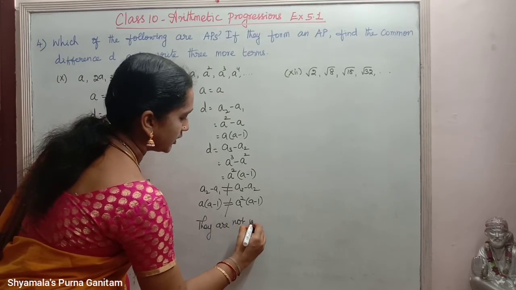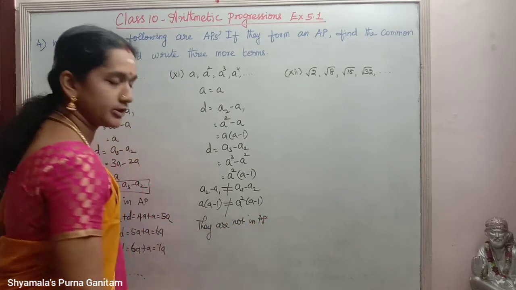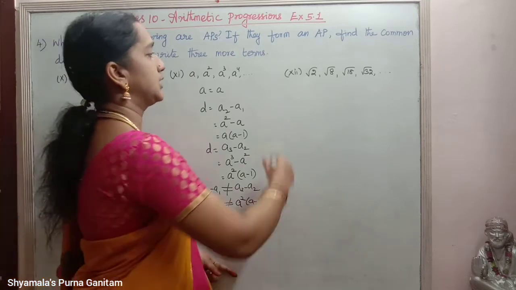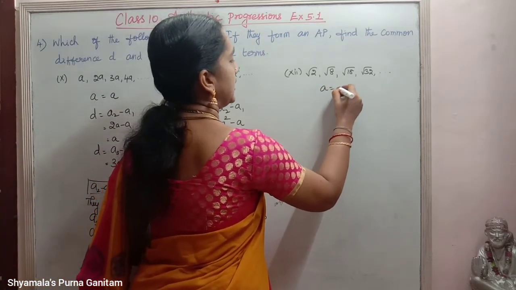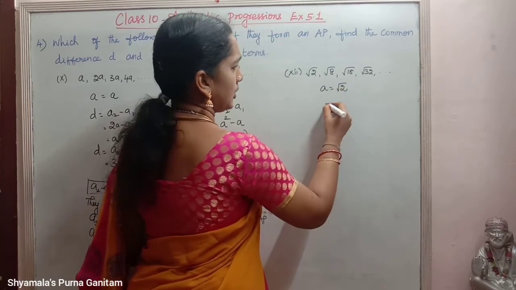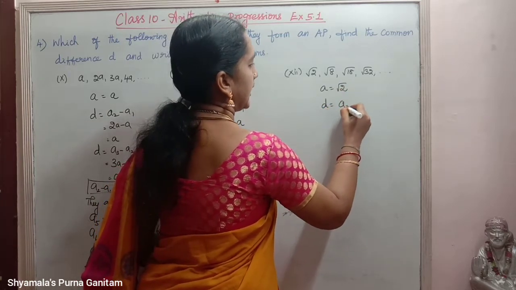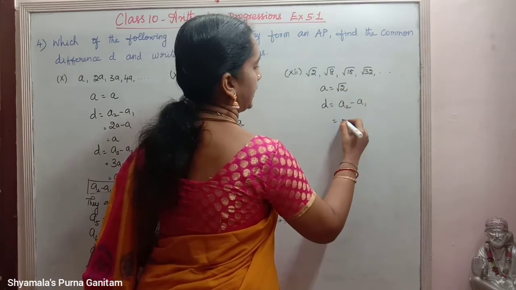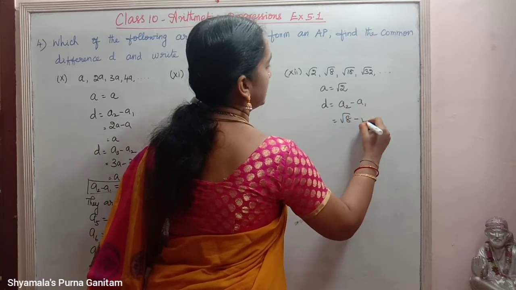They are not in AP. So no need to find the next three terms. Then the next one: here a is root 2. Then the difference is a2 minus a1. So a2 is root 8 minus root 2.